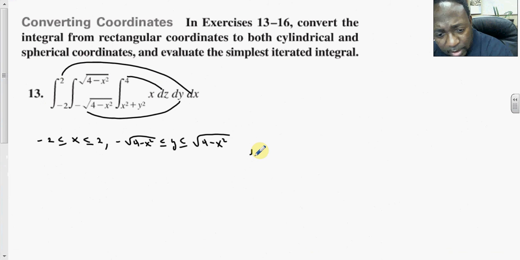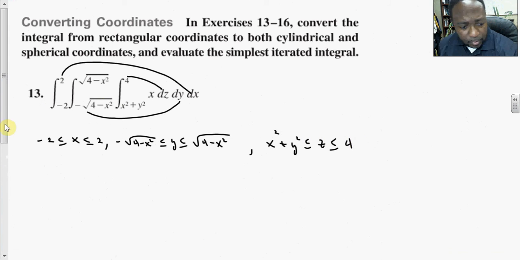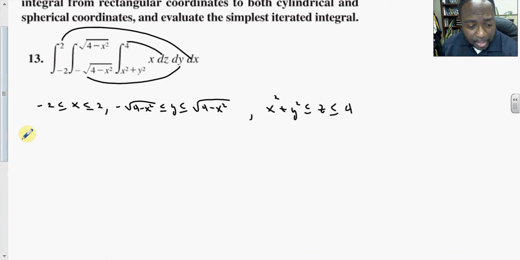And then z is bounded below by x squared plus y squared, and then it's bounded above by 4. Now we can look at this in the xy plane to see how it looks. So x goes from negative 2 to 2, and y picks up when this is a form of a circle. This is below the y-axis, and this is the part of the circle above the y-axis.